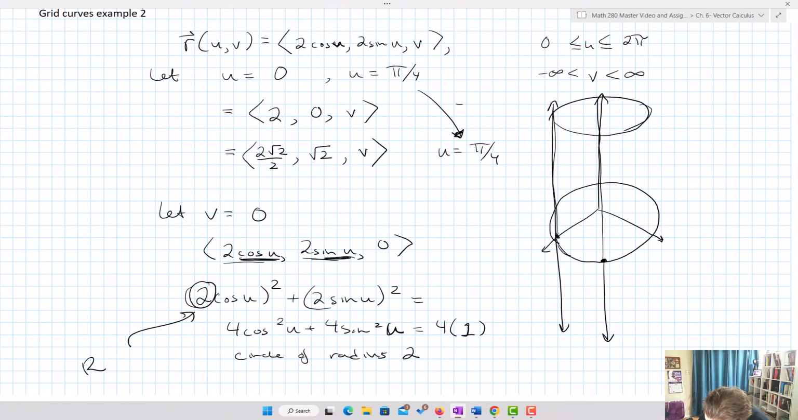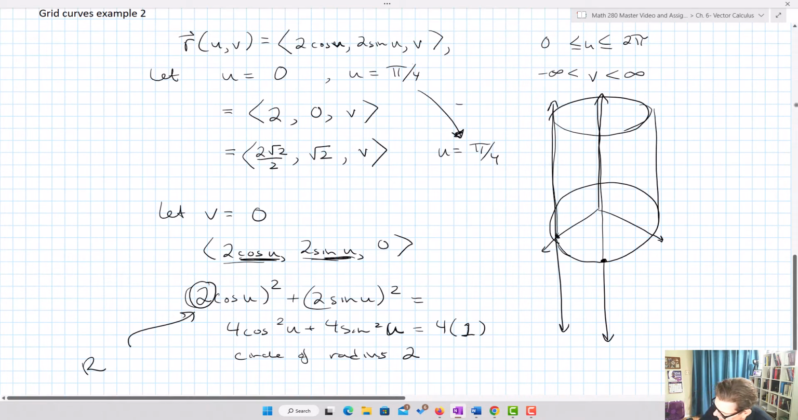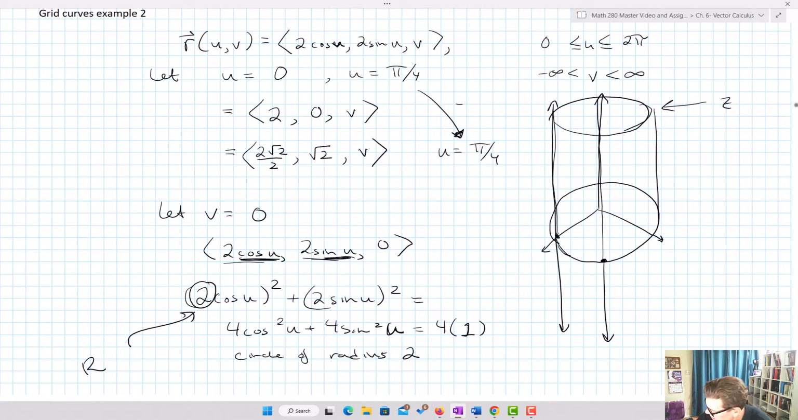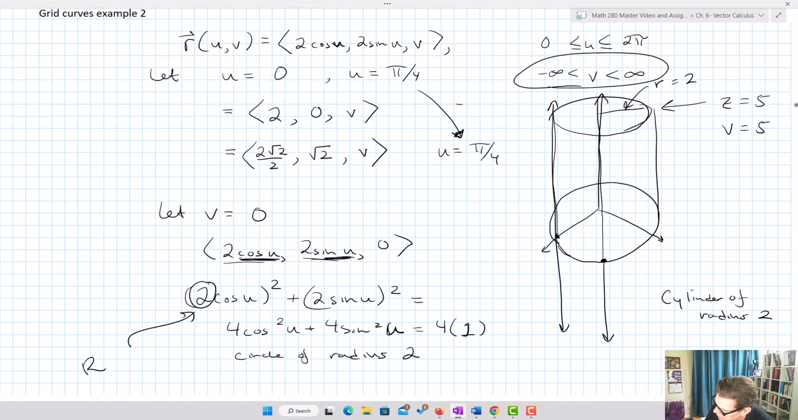into whatever plane that is. Let's say for example that's z equals 5, that's going to be v equals 5, okay? And we'll get that circle. It's still a circle of radius 2. So you can see what our surface is now. It's a cylinder of radius 2, with no bounds here. It actually just goes up towards infinity, because v goes from negative infinity to infinity, and our u goes from 0 to 2 pi.